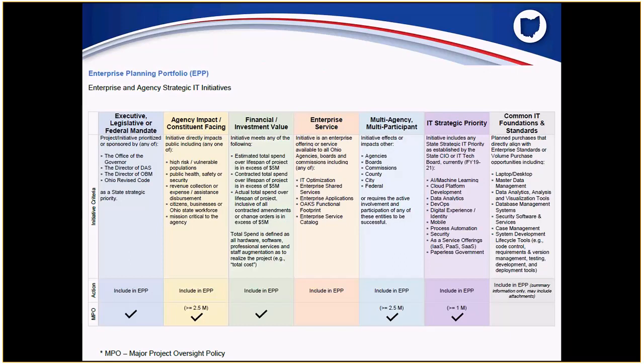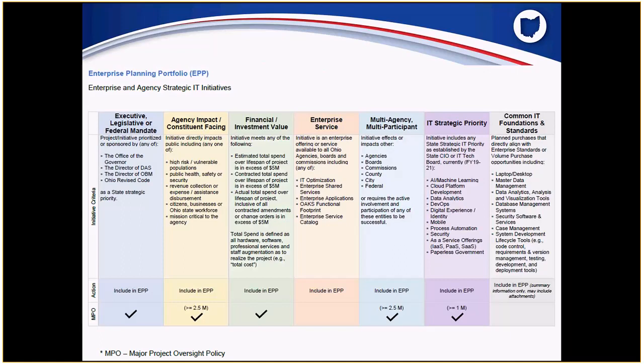So take a look at the first one here, executive, legislative, or federal mandate. Any initiative that is designated as a priority by the Office of the Governor, DAS Director, or OBM should be part of the planning portfolio. If there is any initiative that is mission critical to your agency, where you're serving a vulnerable population, and other guidelines that are part of this, it should go into the enterprise planning portfolio. Larger investments around $5 million should go into the planning portfolio. Any initiative that you're folding in as part of an enterprise service coming to the center, in collaboration with DAS, should go into the planning portfolio. Initiatives that are multi-agency, where you're collaborating with other state agencies, should go into the planning portfolio.